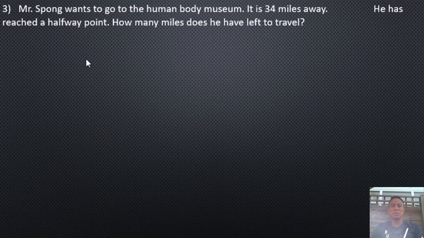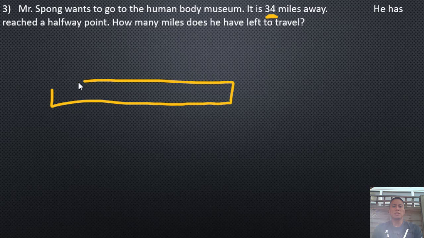Right, question number 3. Mr. Spong wants to go to the Human Body Museum. It is 34 miles away. He has reached the halfway point. How many miles does he have left to travel? So here's Mr. Spong on his travel. He wants to travel 34 miles to get to his destination, yeah?